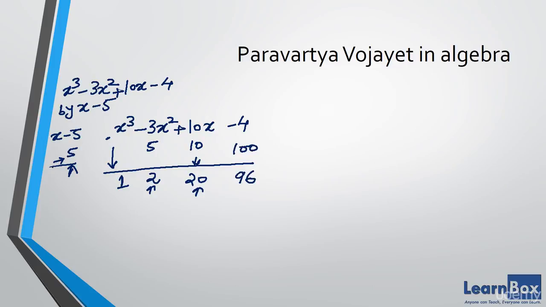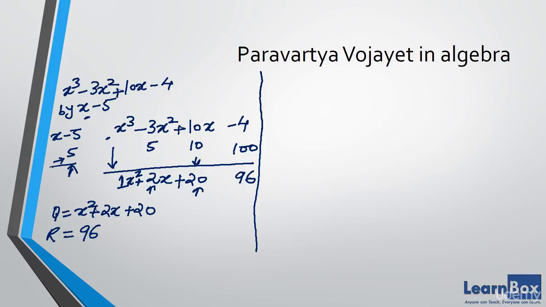Now since the dividend is in x to the power 3 and the divisor is x, the answer, that is the quotient, will be in x square. So this becomes 1x square plus 2x plus 20 as quotient and 96 as remainder. So quotient is equal to x square plus 2x plus 20 and remainder is equal to 96. Let's take one more example.